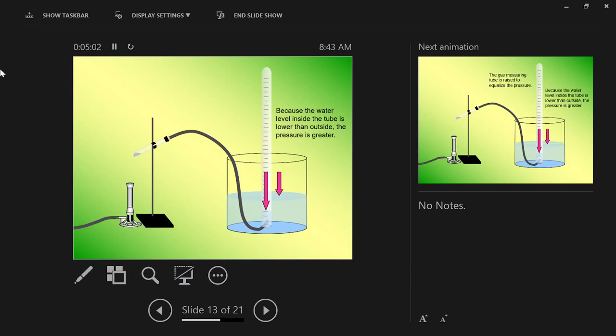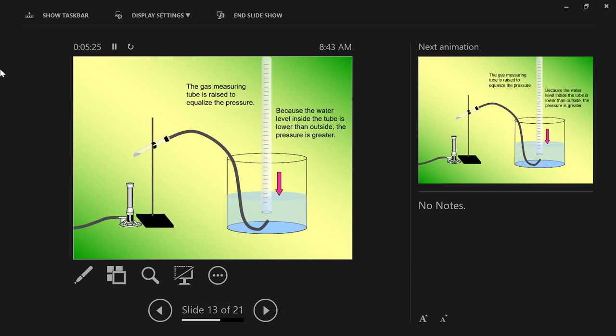Yeah, it's greater because it's pushing down harder. So what we want to do is make those two pressures equal, because we know the atmospheric pressure. We can get that from a barometer. And we want to know what the pressure is inside the tube, which we will get from the atmospheric pressure by making the two equal. How do we do that?